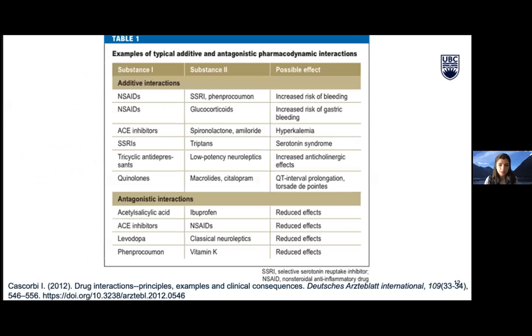So this is a table of some other common additive or antagonistic reactions and some of the consequences that can result. We already talked about the NSAIDs increasing the risk of gastric bleeding over here, as well as the risk of high potassium or hyperkalemia when you add ACE inhibitors and spironolactone. And we mentioned serotonin syndrome, so triptans are just anti-migraine medications. And then you add some other ones as well, so reduced effects or potential issues with the heart as well.